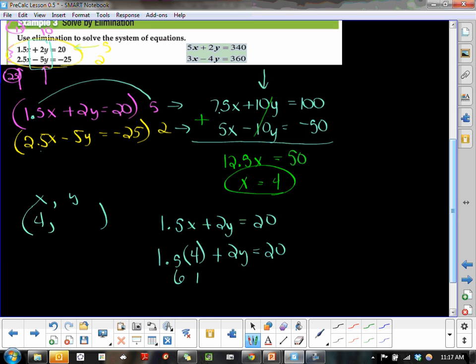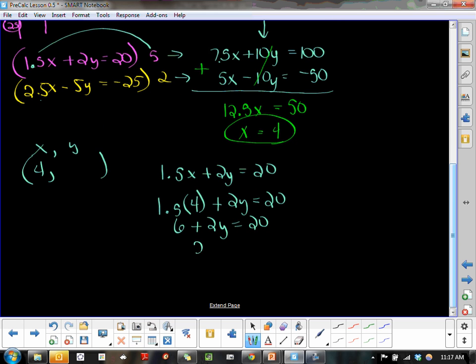and that means I can take 1.5 times 4 plus 2y equals 20, and 1.5 times 4 is 6, so 6 + 2y = 20. And then we're going to subtract the 6. So that means 2 times y has to equal 14, and that means y is 7. So our ordered pair is (4, 7), and that is the solution to our system of equations.